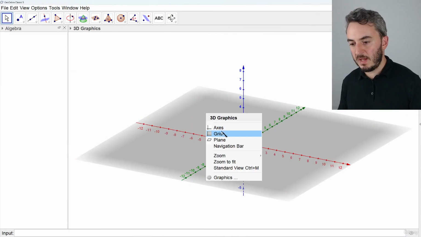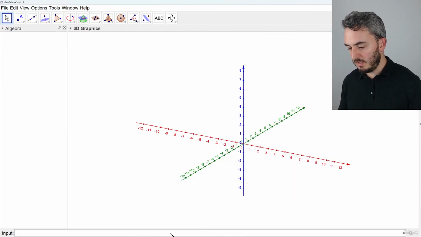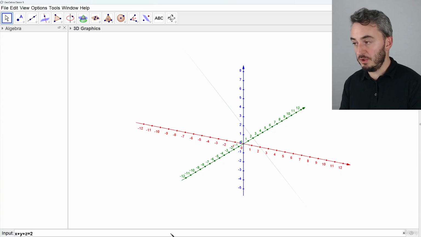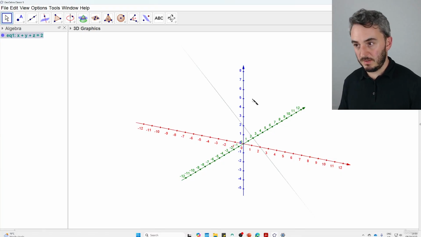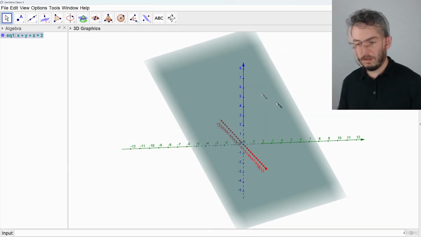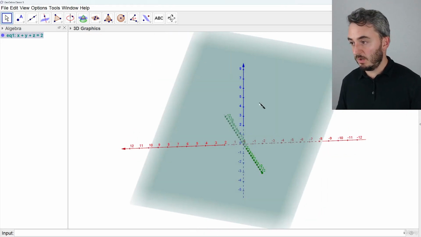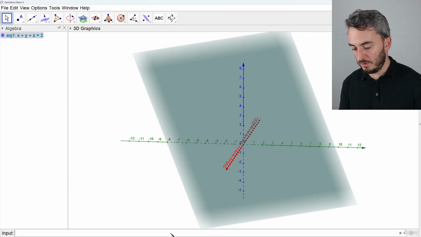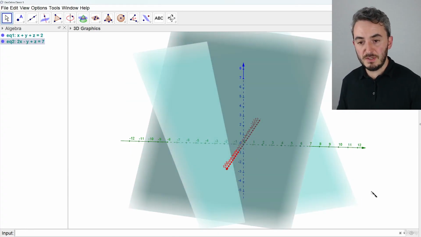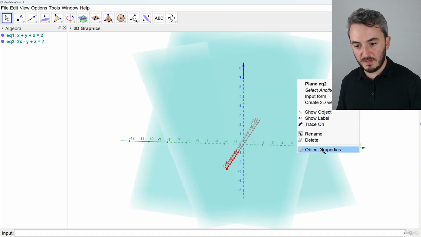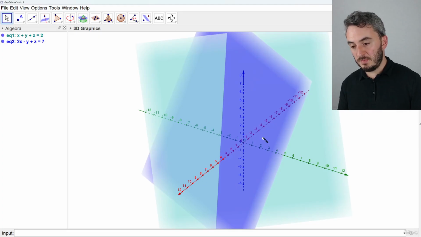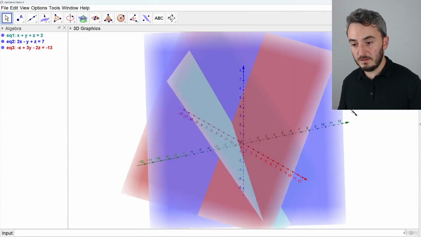Well, let's clear away this background plane, and let's take our first one, x plus y plus z equals 2. I think I'm just not looking at it from the right angle. There we go. So that is a plane. So that first equation there was a plane. Now we can put in the other one, which was 2x minus y plus z equals 7. And that was another plane, which GeoGebra has helpfully given the same color, but let's just change the color of that. And if we put in our last plane, we end up with 3 planes.